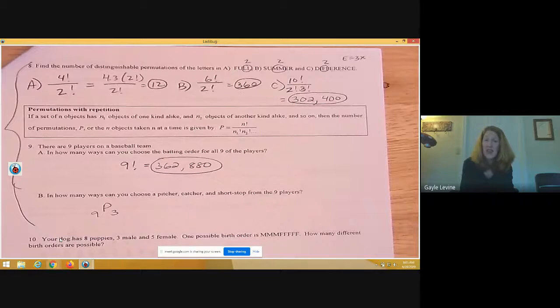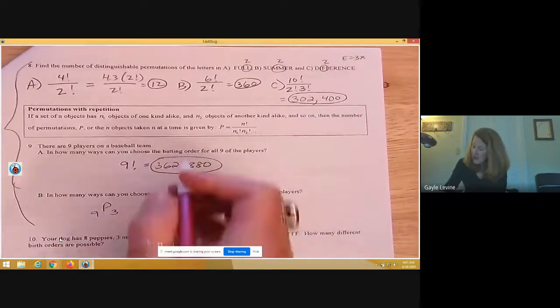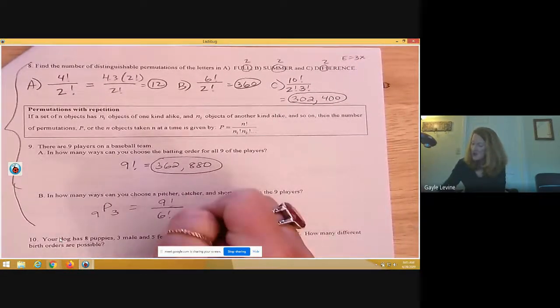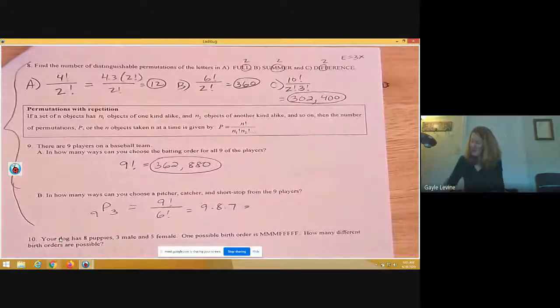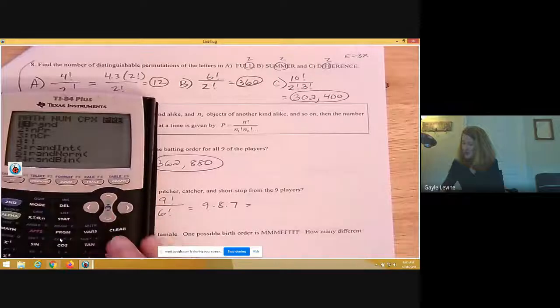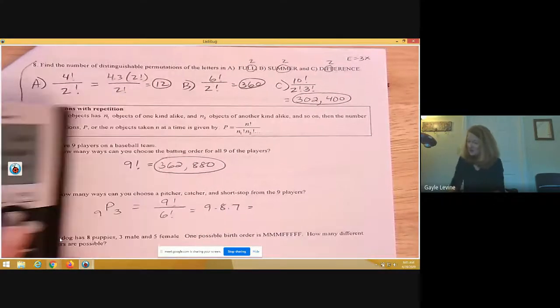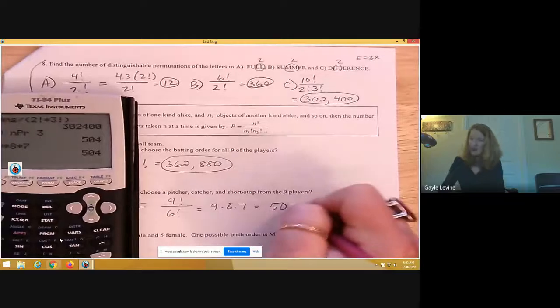So we're going to have n total players, so 9 total players, and the arrangement is taking 3 of those to line up. This is going to be 9 factorial over 6 factorial. Remember, that's 9 times 8 times 7, which I can do 2 ways. I can always go to nPr in my calculator. Just make sure you put in n first, which sometimes takes a little while to get used to. Or I could have done 9 times 8 times 7, and I get 504.